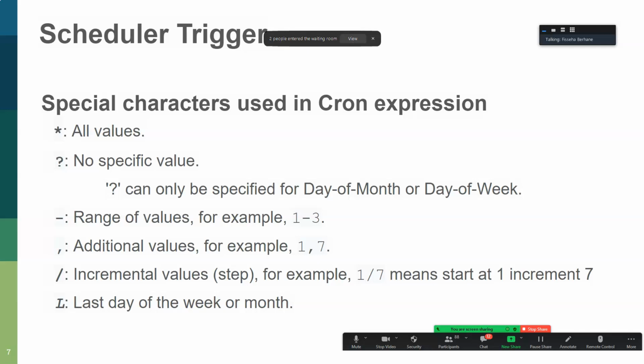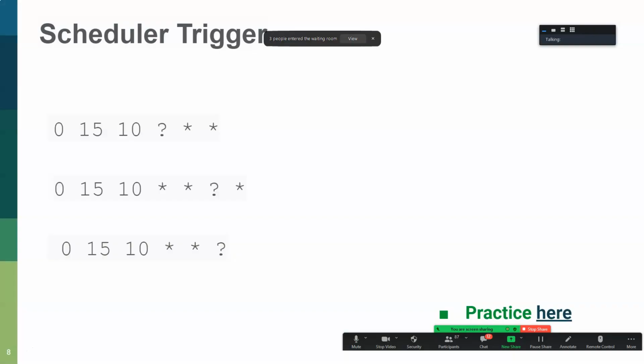And L means last day of the week or the month. For example, if I want January 31st, I can just put L for the day, and it is going to get it, or I can put L also for the last month of the year. So here we have examples.